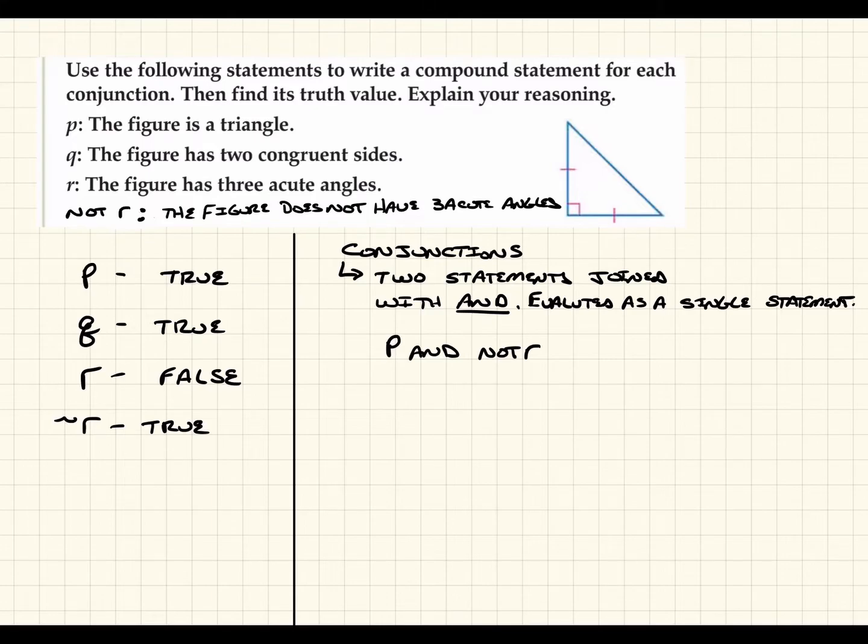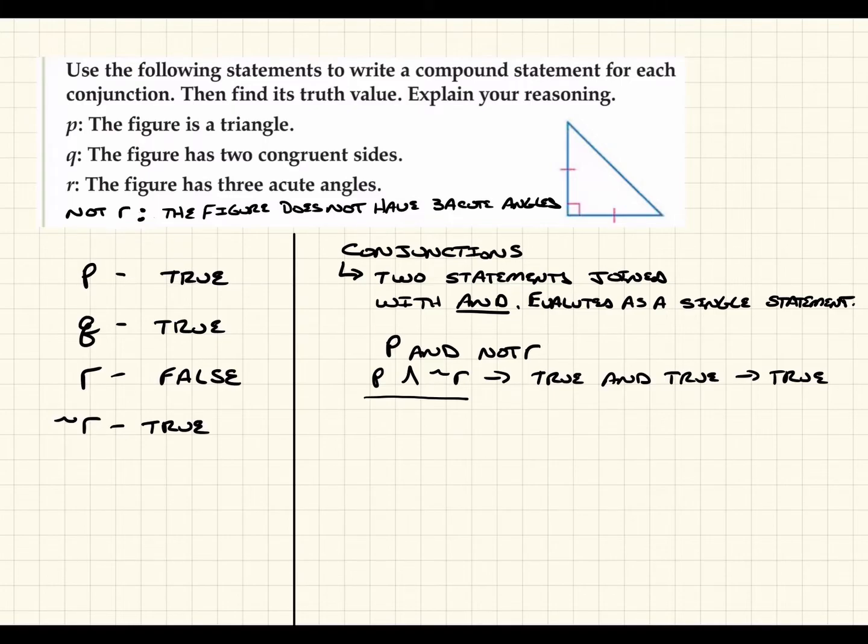So we will say P and not R, which we can write as P, caret, and then tilde R. P and not R. The conjunction would be read as statement P, the figure is a triangle, and statement not R, the negation of statement R, the figure does not have three acute angles. So the entire conjunction would read, the figure is a triangle and the figure does not have three acute angles.